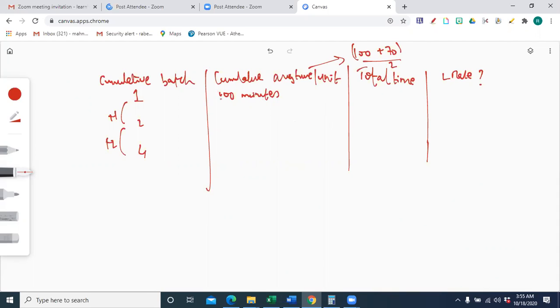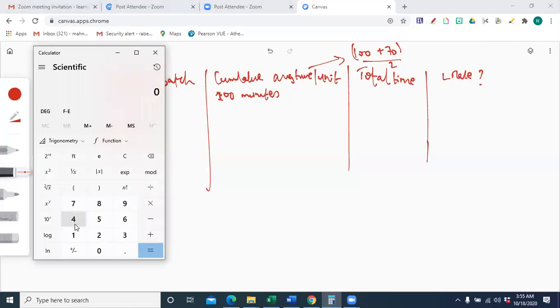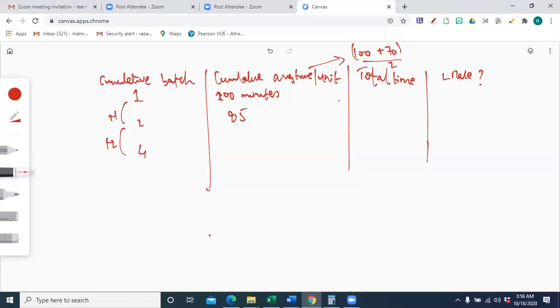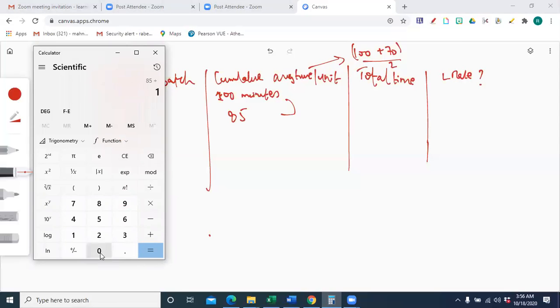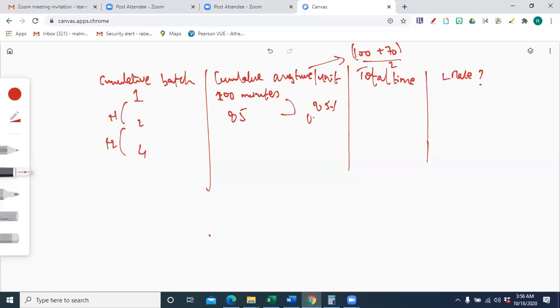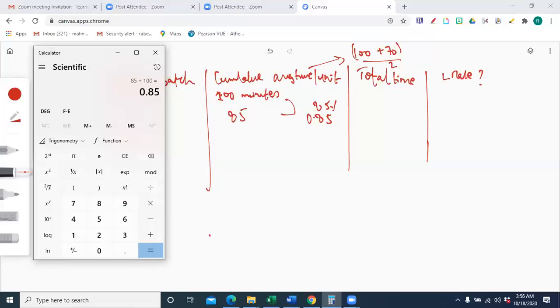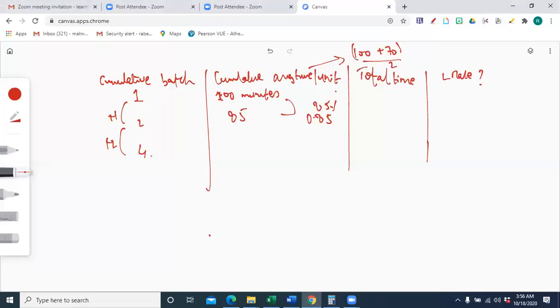What's a big deal in it? So just do that. It's going to be 170 divided by 2. So it's 85, right? And if I want to calculate the learning rate here, it's going to be just divide this average with the previous one, you're going to get the average learning rate. So 85 divided by 100, that's 0.85, which is 85%.